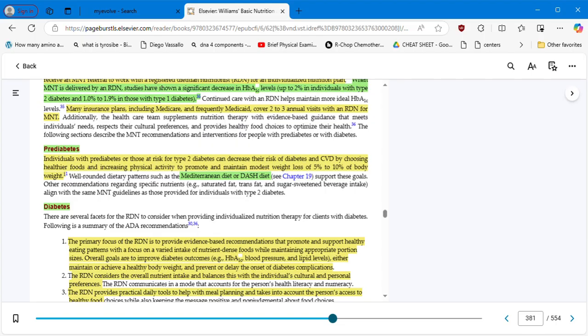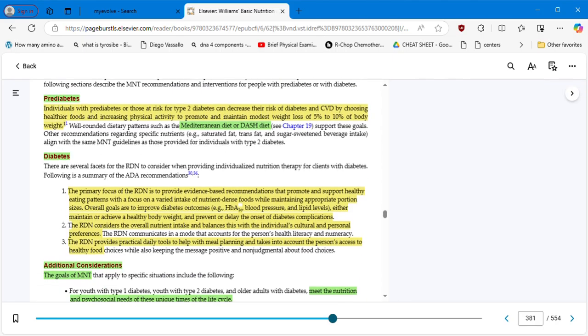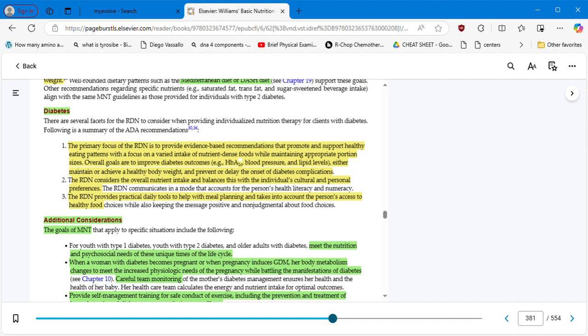Prediabetes. Individuals with prediabetes are those at risk for type 2 diabetes. They can decrease their risk of diabetes and CVD by choosing healthier foods and increasing physical activity, again, to promote and maintain modest weight loss of 5% to 10% of body weight. So the Mediterranean diet and the DASH diet work very well in order to prevent diabetes. And also during the diabetes phase, the Mediterranean diet is excellent.